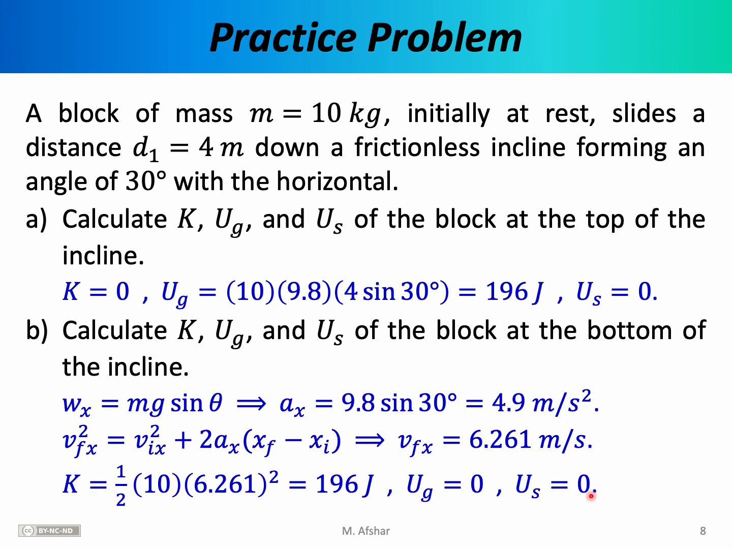Of course, if you understand what conservation of energy means, then you understand that the sum of these three energies at the top must equal the sum of the three energies at the bottom. So without doing any of these complicated calculations, you could have just told me that the kinetic energy at the bottom of the incline is 196 joules. However, I encourage you to do this problem both the easy way and the hard way, just so that you have a little bit of extra practice.